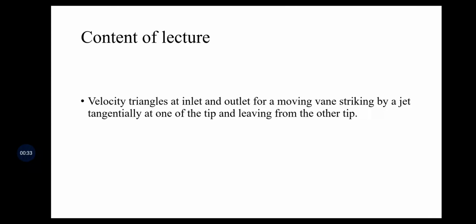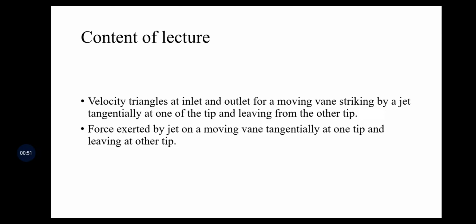The content will go as follows. Firstly, we are going to study the velocity triangles at the inlet and outlet for the moving vane, where it is struck by a jet tangentially at one tip, or one end, and leaves from the other end. This is the first part.